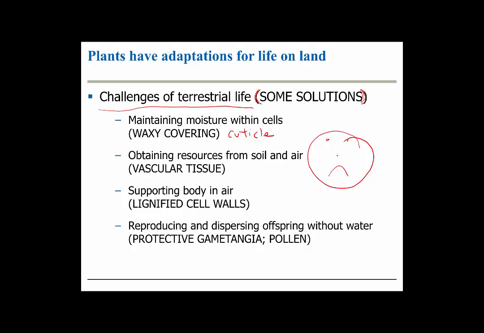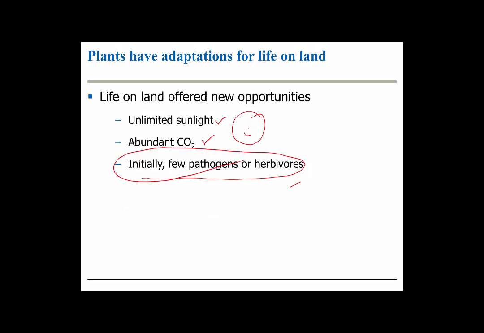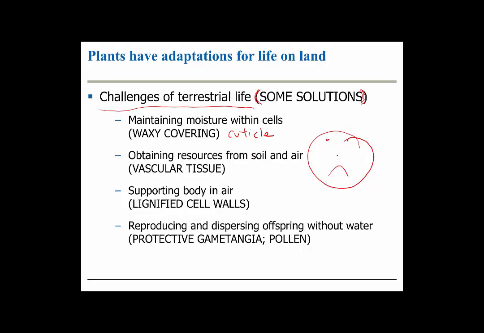Another thing that some plants have is plumbing internally, because instead of getting all the resources by diffusion from the environment the way you would if you're algae floating around in the water, you need to get gases and water vapor from the air and water and nutrients from the soil. And a lot of plants have plumbing, basically internal plumbing. It's vascular tissue.